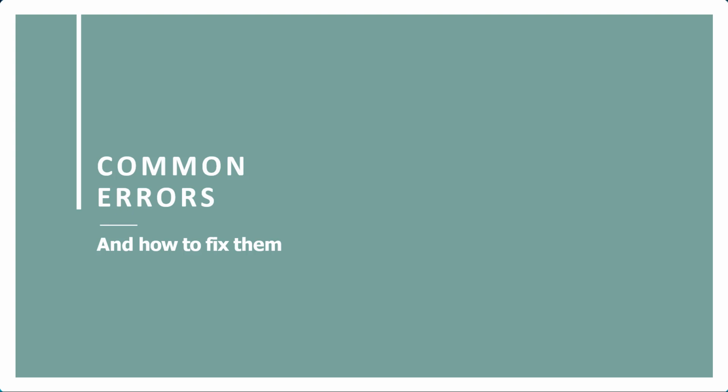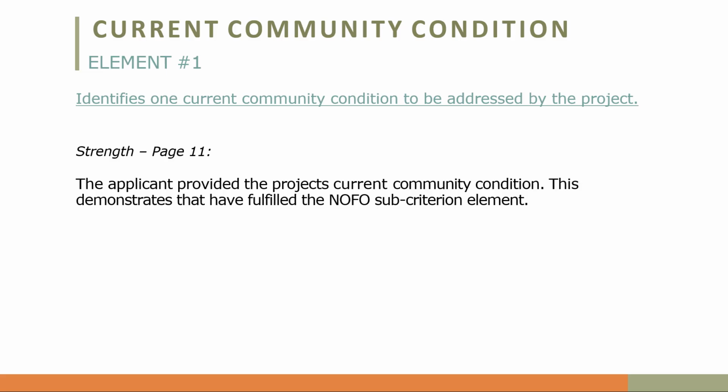Now that you understand what a well-written comment includes, let's look at some poorly drafted comments and find out how to fix them. The first comment is in reference to element number 1, which asks you if the application identified one current community condition to be addressed by the project, and did it well. Go ahead and add "and did it well" to the end of every element.